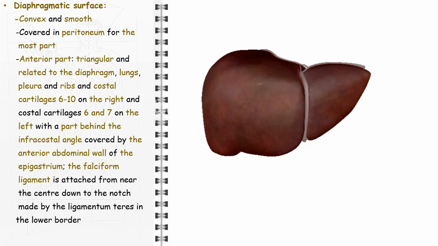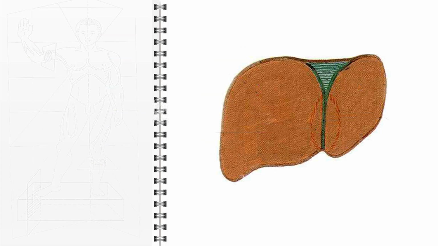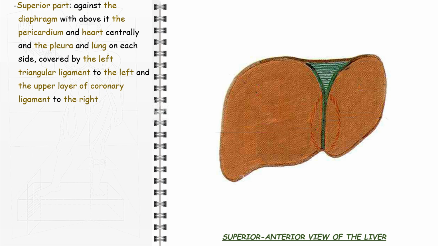Here, the falciform ligament is attached from near the center down to the notch made by the ligamentum teres in the lower border. The superior part lies against the diaphragm, with above it the pericardium and heart centrally and the pleura and lung on each side, covered by the left triangular ligament to the left and the upper layer of the coronary ligament to the right. The cardiac ventricles make a central impression on this surface.